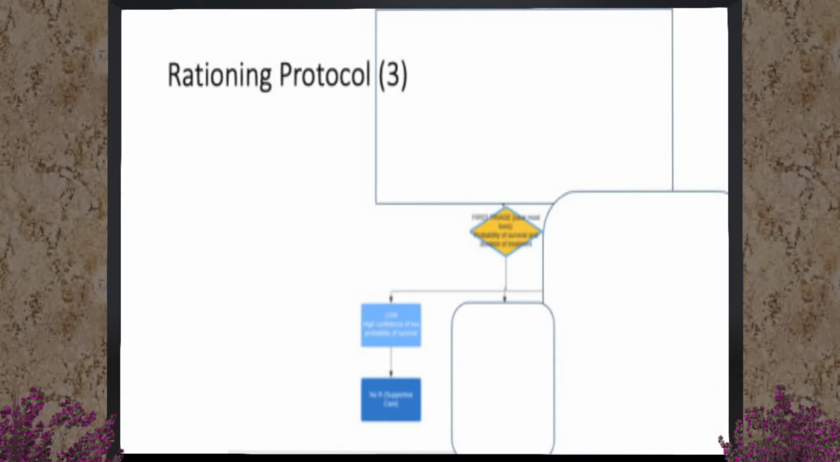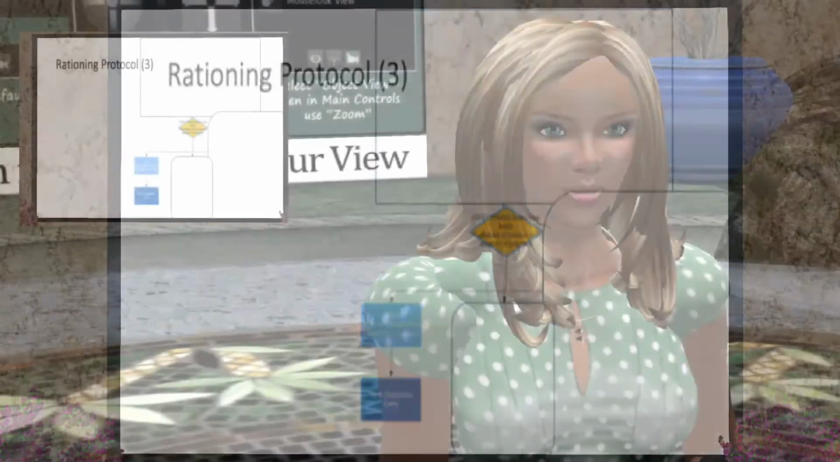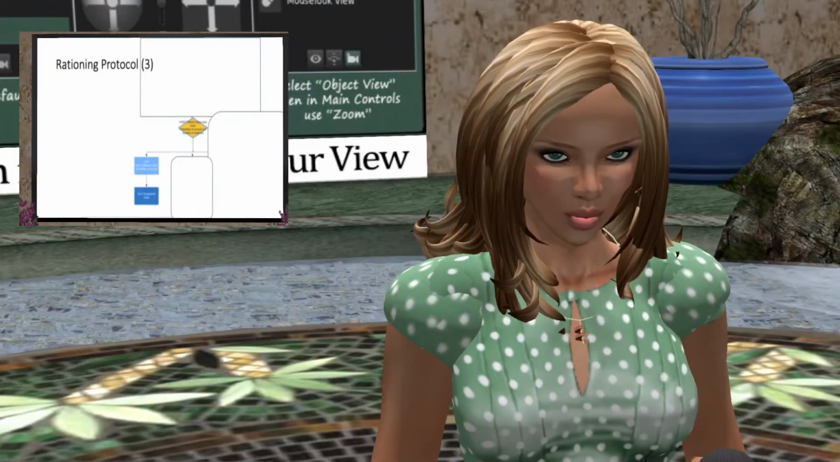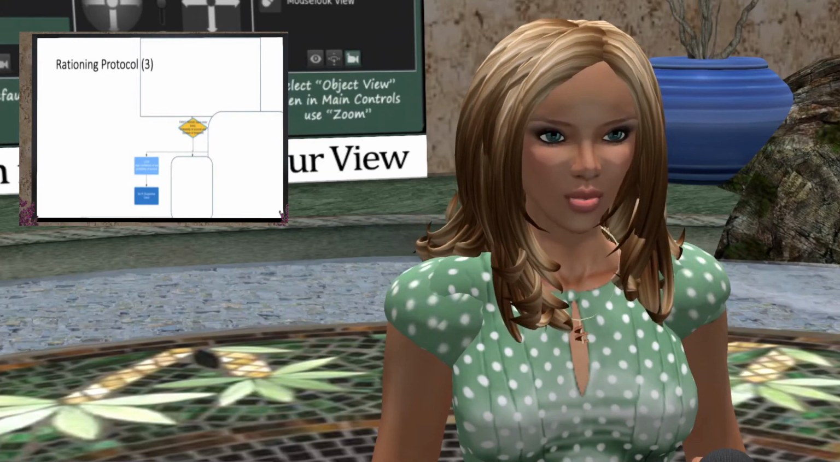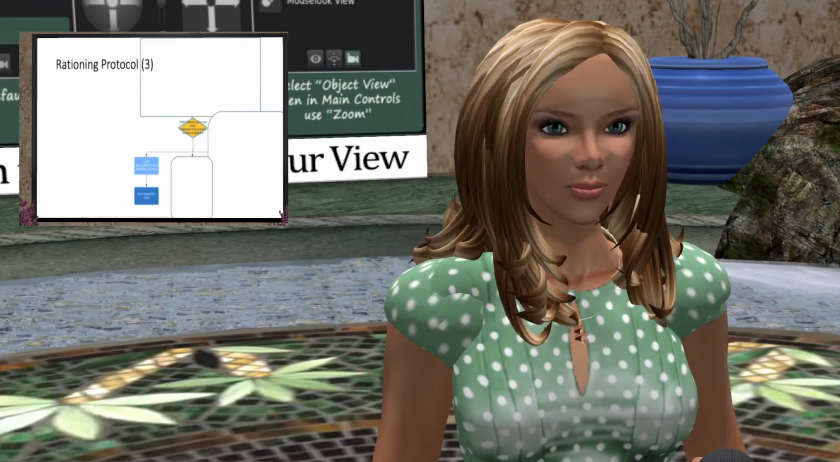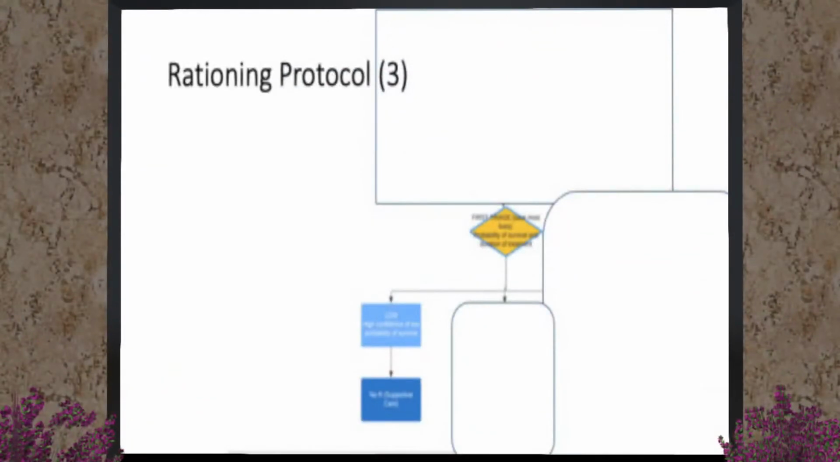Moving down the chart, we're going to look at what happens to people in the low category. And actually, it's the same as those people who do not meet the initial threshold. We offer them supportive care, but we don't offer them any treatment. That's that dark blue box below the light blue box on the lower left side. We don't think treating them is going to do anything for them.